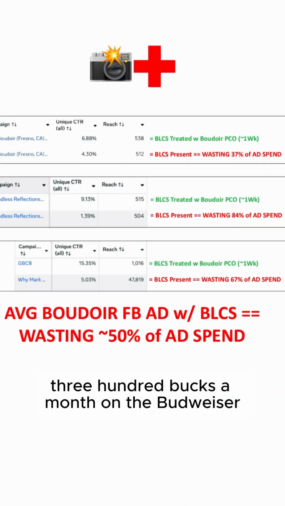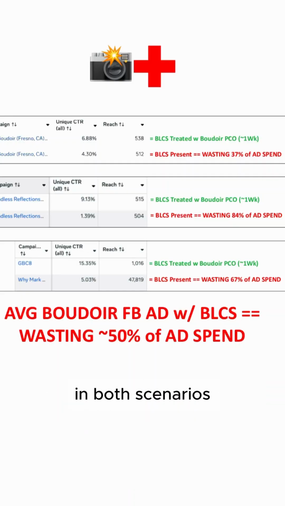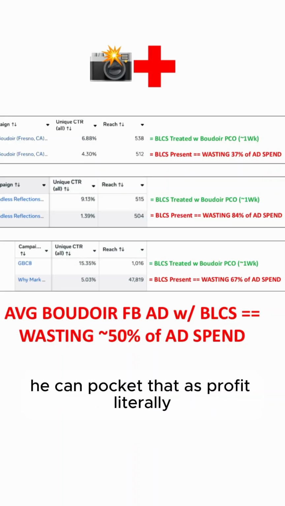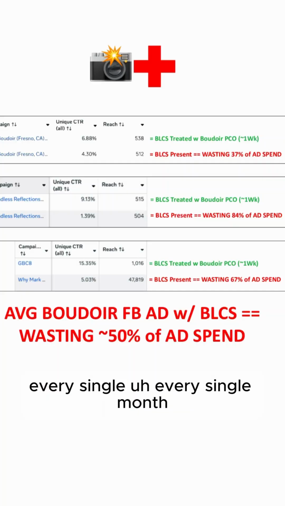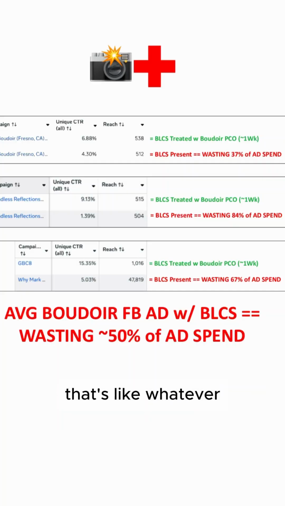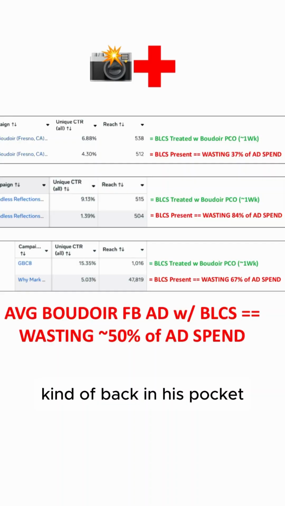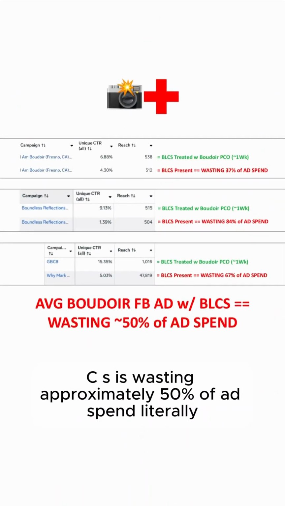a month on the Boudoir Pico treated ad, and he gets it into the same number of women's brains in both scenarios. So that 6,700 bucks a month being wasted, he can pocket that as profit, literally every single month. So it's like, whatever, an 80K bonus over the next 12 months back in his pocket. So the average boudoir Facebook ad with BLCS is wasting approximately 50% of ad spend.